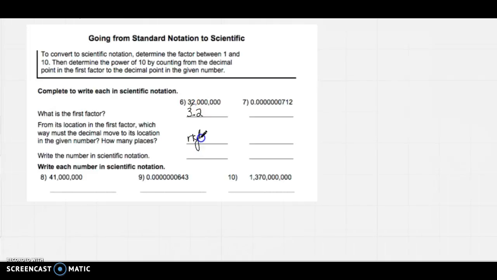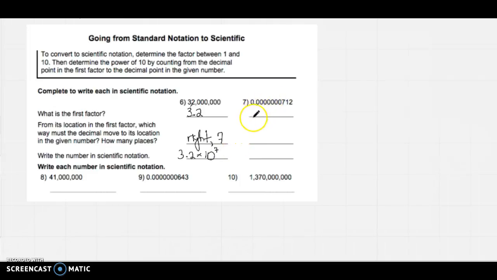Okay? And how many places to the right? Well, there's 1, 2, 3, 4, 5, 6, 7 places. I think, and let me make sure. 1, 2, 3, 4, 5, 6, yes. I always like to double check. And then I write the number in scientific notation by doing this. I write my lead factor, 3.2. It's between 1 and 10. I put my multiply sign, times 10. I know it has to be a power of 10 to the 7th power. Okay, that's all you have to do.